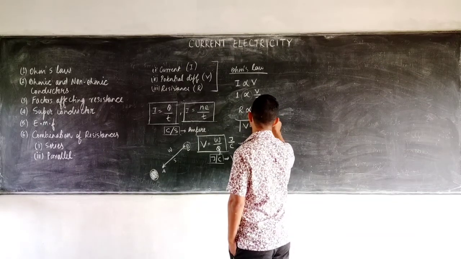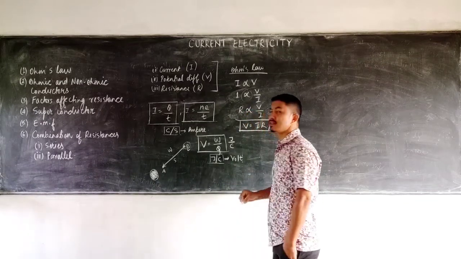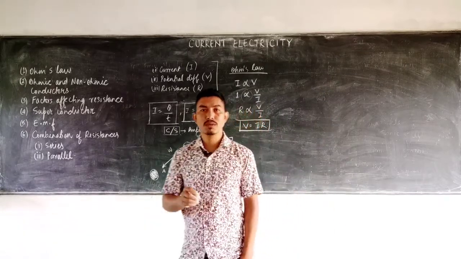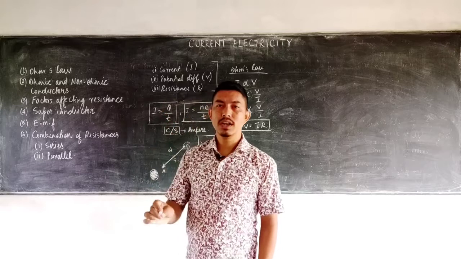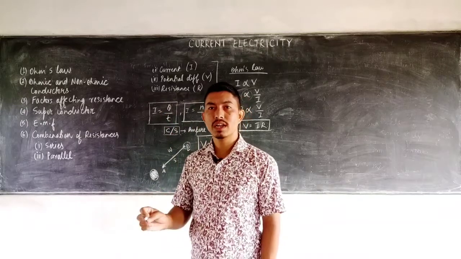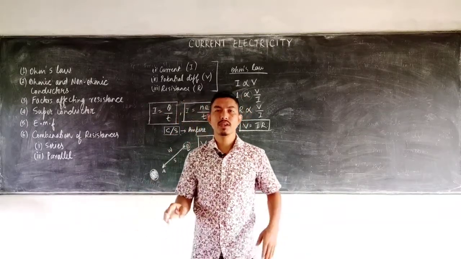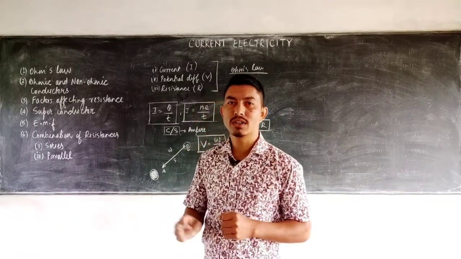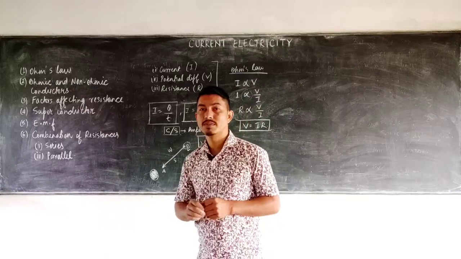So this is the mathematical form of Ohm's law, where R is the resistance of a given conductor. To define Ohm's law, you must state that the current flowing through the conductor is directly proportional to the potential difference maintained across its ends, provided the resistance or the temperature remains constant.